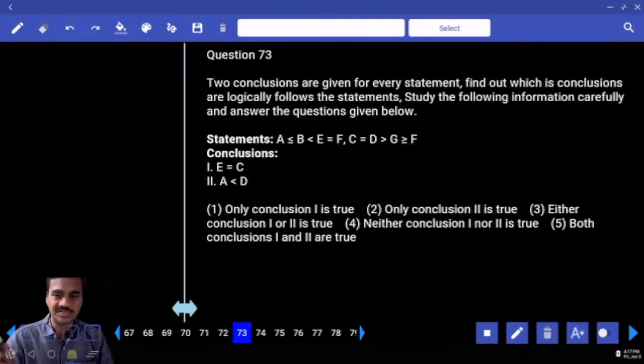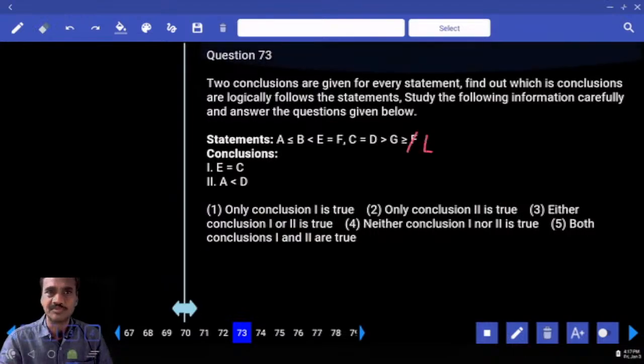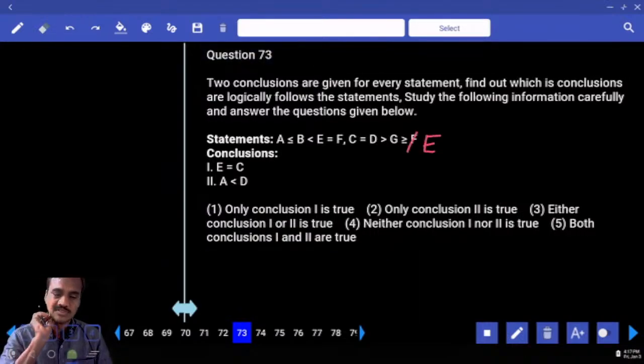Then 73, E and C. Now E and C, which element is common here? F. Now E equals to F, in the place of F you can take it as E. Then E equals to F. Is it true here? No. Hence, what is your answer here? And E equals to C is false because C greater than E.